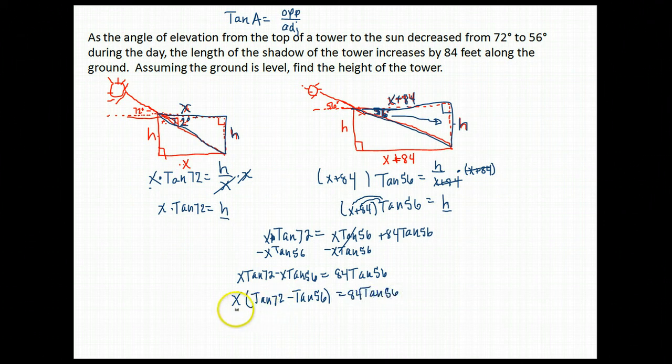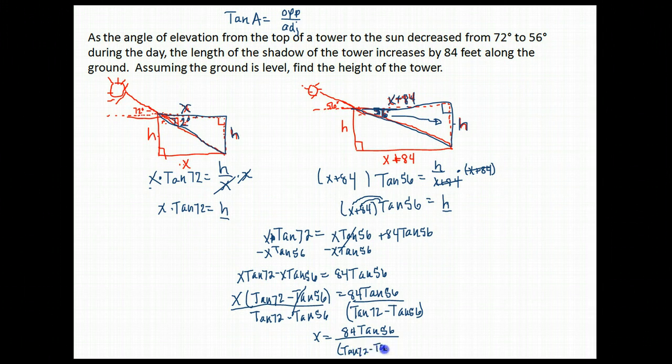Last thing to get x by itself is to divide. It was multiplied by this subtraction here. So if I just divide both sides by the value of tangent 72 minus tangent 56, I will have x all by itself, and all I need now is a calculator. I need to find out what 84 times the tangent of 56 divided by tangent 72 minus tangent 56 is.